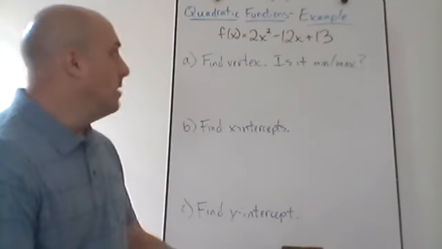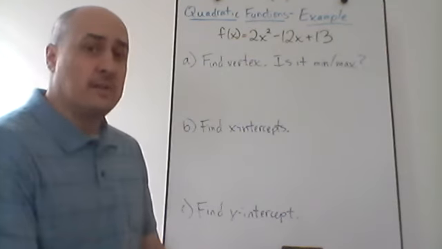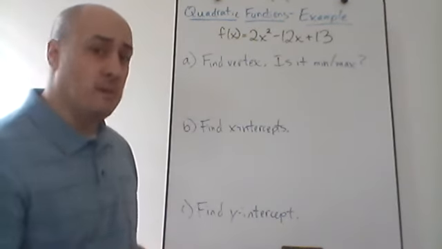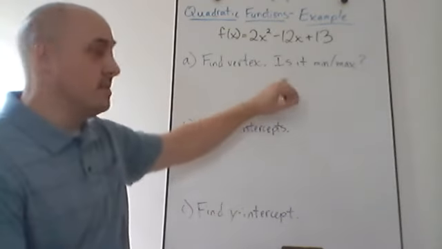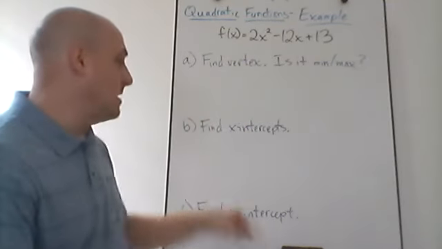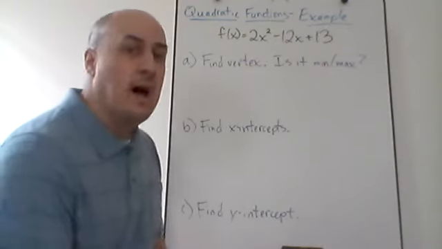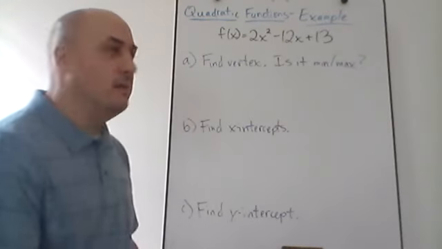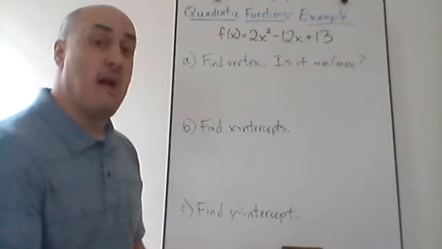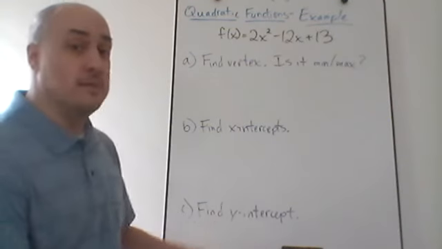In this video here, we're going to be talking about quadratic functions and doing an example that involves a quadratic function. We're given a quadratic function here. We're going to find the vertex, decide if it's a minimum or a maximum. We're going to find the x and the y-intercepts of the graph. We're going to put the graph in the other form of a quadratic function, the vertex form, and we'll end up with actually sketching the graph of this quadratic function after we get all this other information.